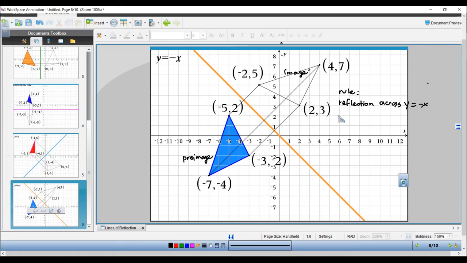All right, so here we go. What is our rule? We have (x, y), and what did we say happens? They switch, right? 3, 2, 2, 3, 7, 4, 4, 7, 5, 2, 2, 5. So they switch, but they don't just switch. They become what? They become the opposite. Let me give myself a little more room here. They switch and they become the opposite.